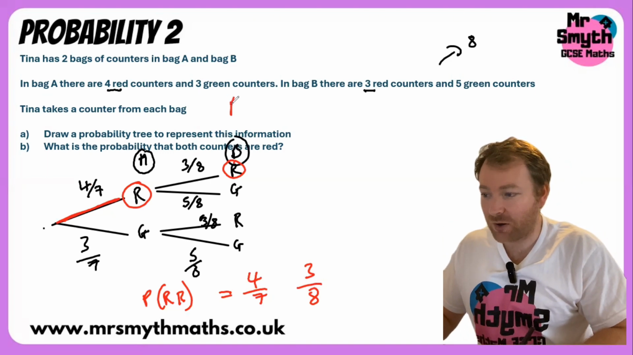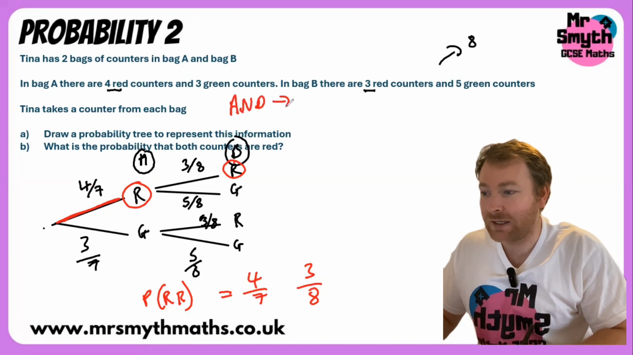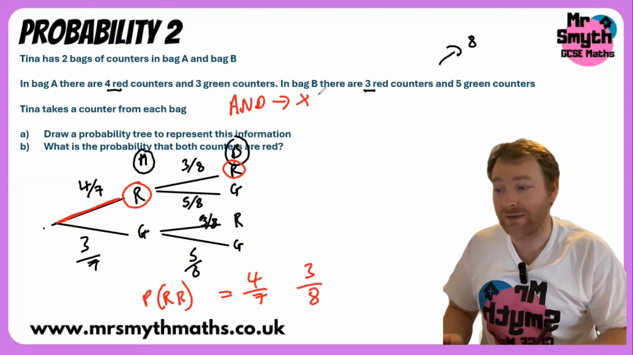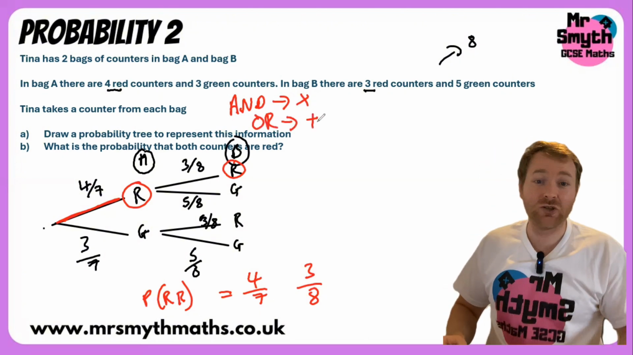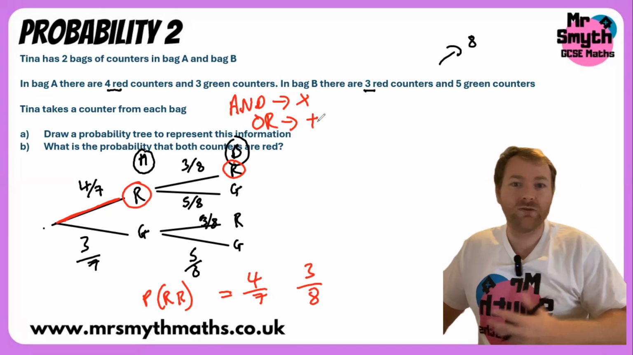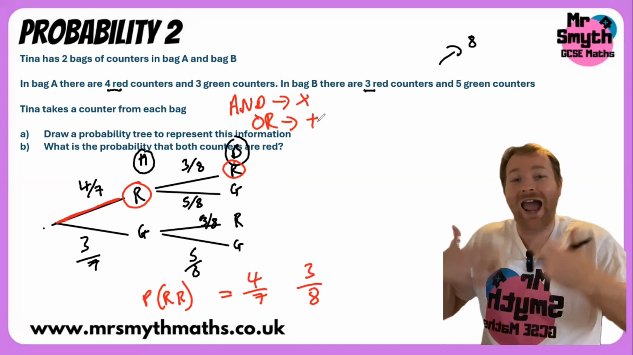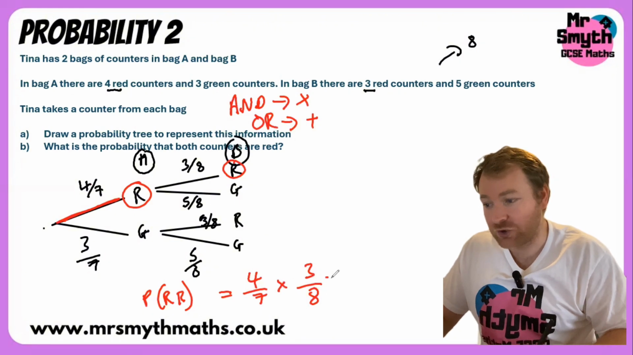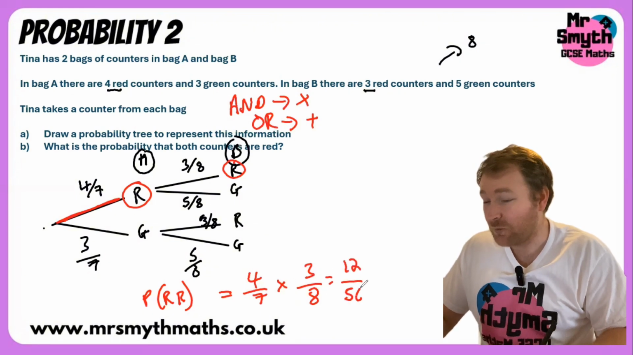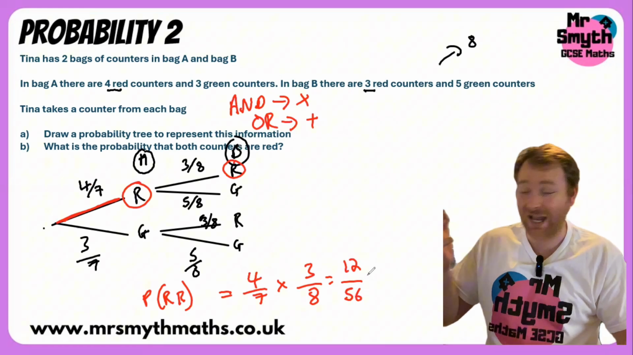When it comes to probability, and means multiply. So it might be worth writing that down. Or if you see the word or, it's going to be add. So if that said red or red, then you would add them. But because it says red and red, we're going to be multiplying them. So when we're multiplying, we just multiply the tops, which is 12, and then 7 times 8, 56 on the bottom. We don't need to simplify because the question hasn't asked you to.